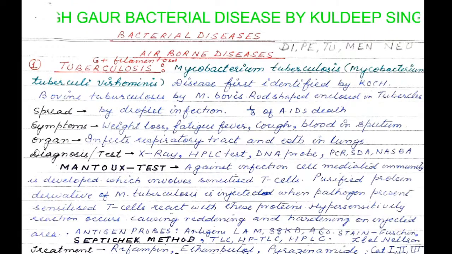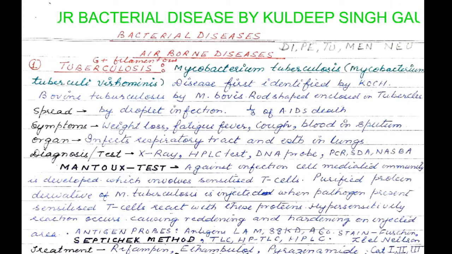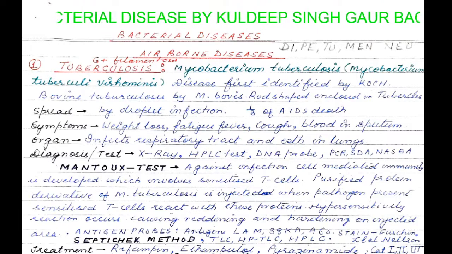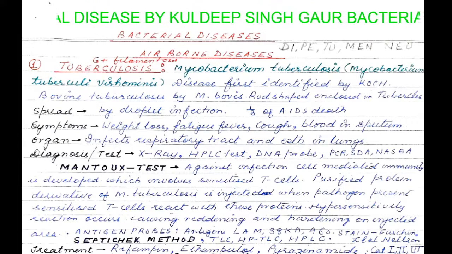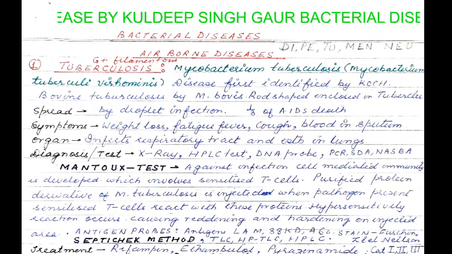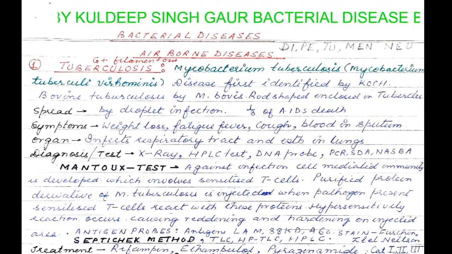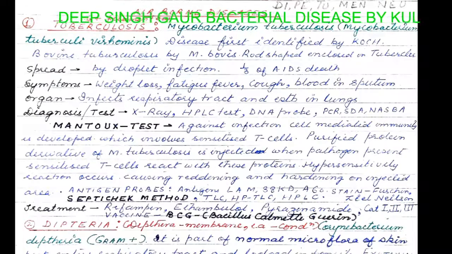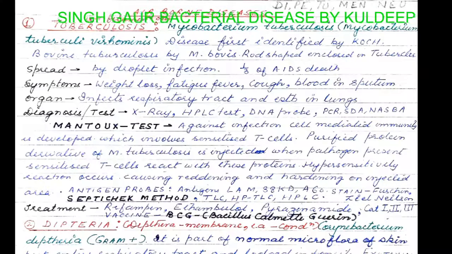The symptoms involve weight loss, fatigue, fever, cough, and blood in sputum. Generally, the respiratory tract is infected and the infection is established in the lungs. The diagnostic methods are X-rays, the polymerase chain reaction test, DNA probes, then the HPLC test, etc.